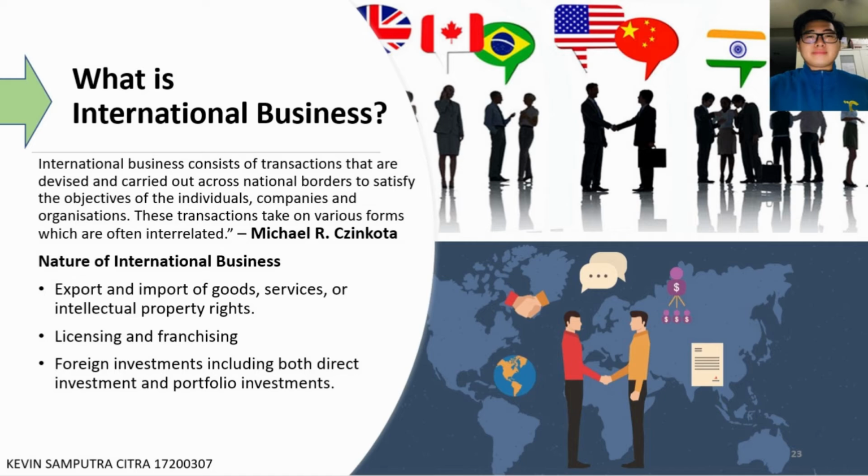Second, it's about licensing and franchising. Licensing is a contractual agreement in which one firm, the licensor, grants access to its patents, copyrights, trademarks, or technology to another firm in a foreign country, the licensee, for a fee called royalty. It is under the licensing system that Pepsi and Coca-Cola are produced and sold all over the world.